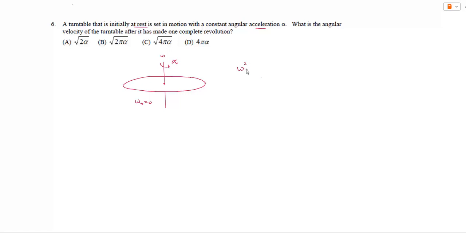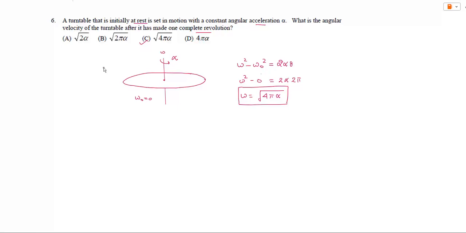Omega square minus omega naught square equals 2 alpha theta. You have to calculate the final angular velocity. Initial angular velocity is 0, 2. Angular acceleration is alpha, and theta. For one complete revolution, what is theta? Theta is 2 pi. So omega will be equal to under the root 4 pi alpha. Option C. So it's a simple question, right? Yeah.